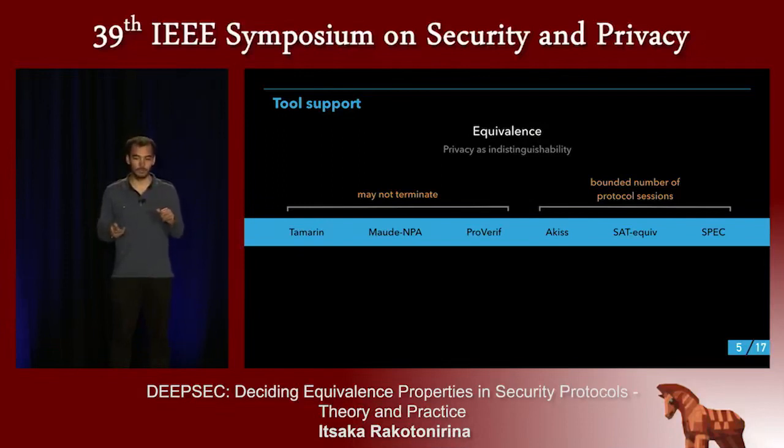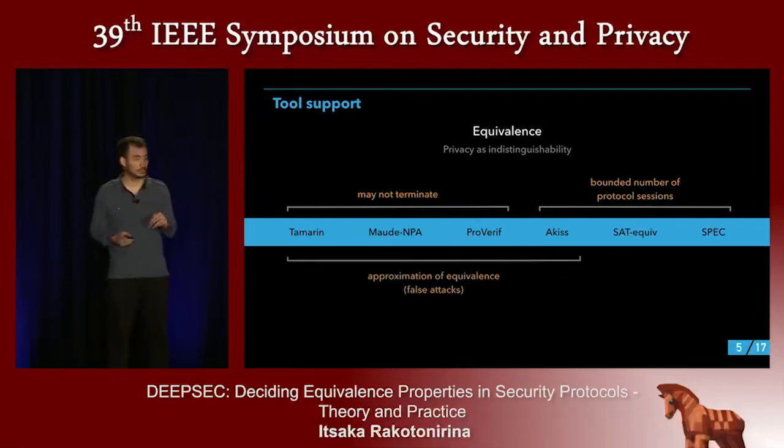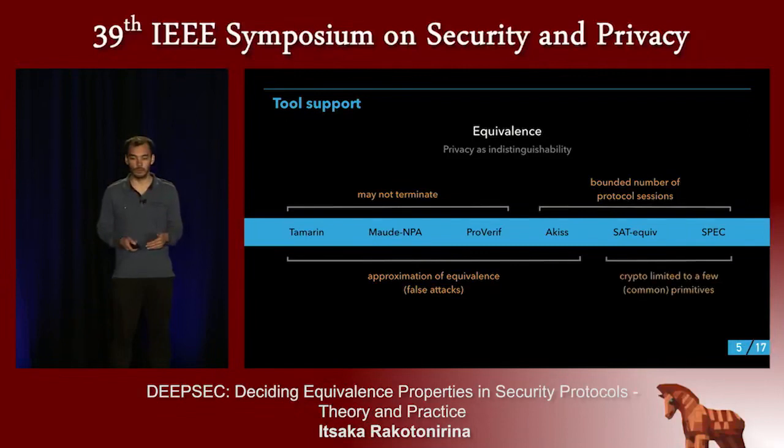One other possible limitation is that sometimes tools can have false positives, so they detect attacks that are actually not mountable, or also the problem of handling the crypto underlying the protocol. Here crypto is ideal, so crypto is just a set of equations, but it's still a complicated part of the analysis.